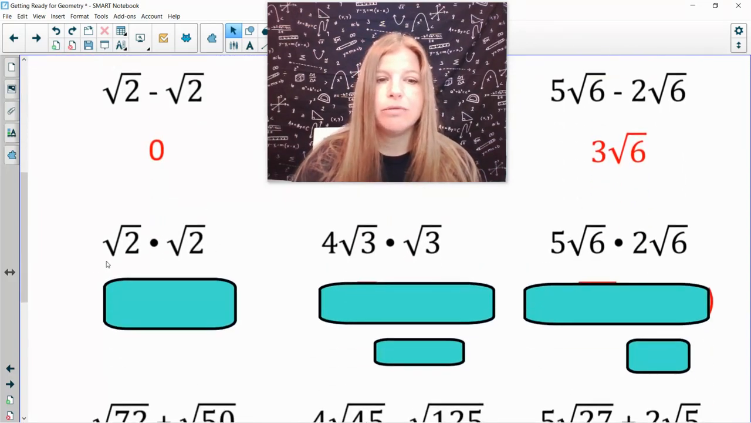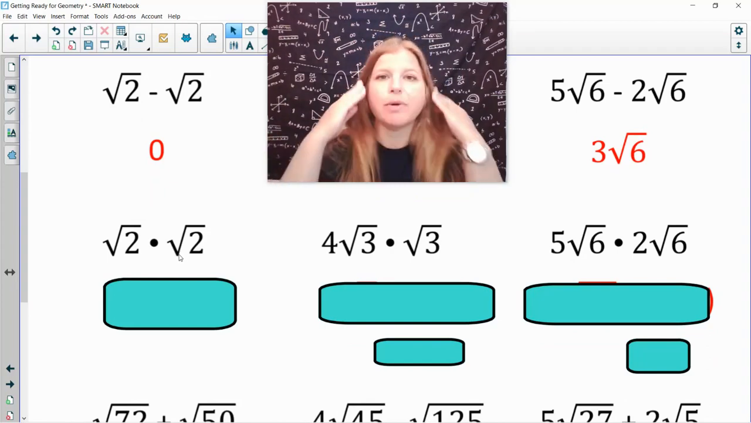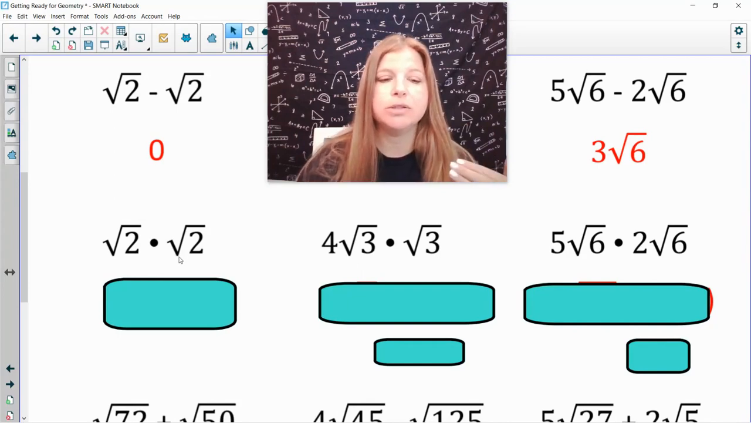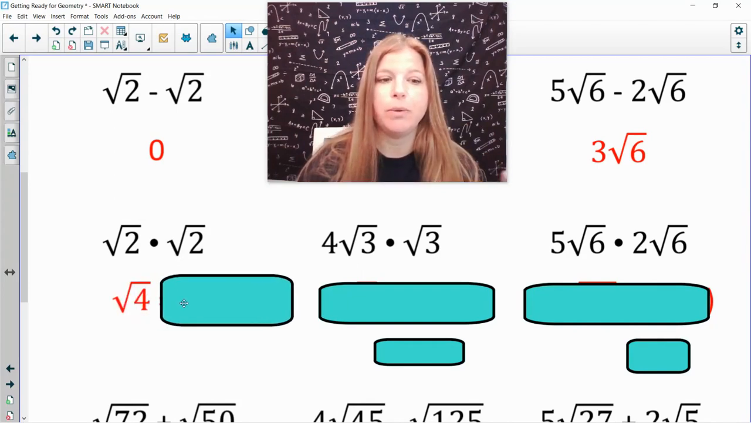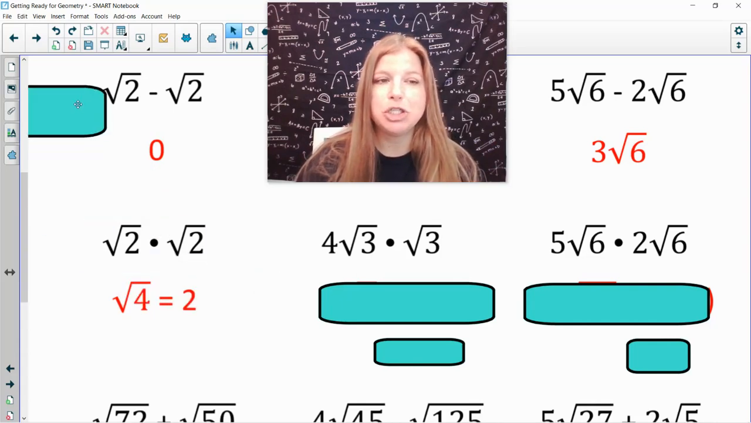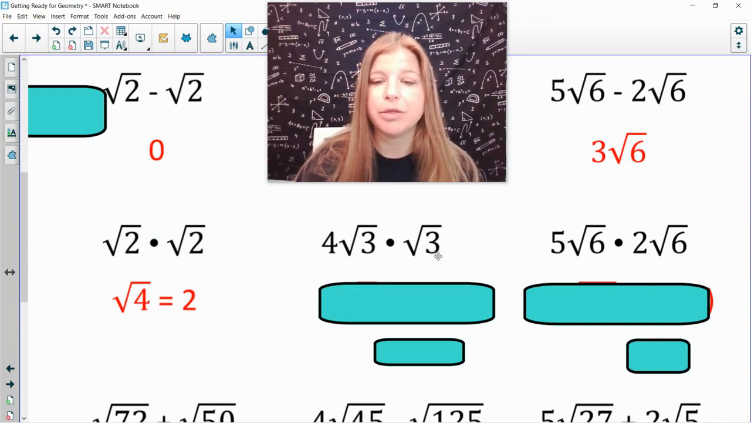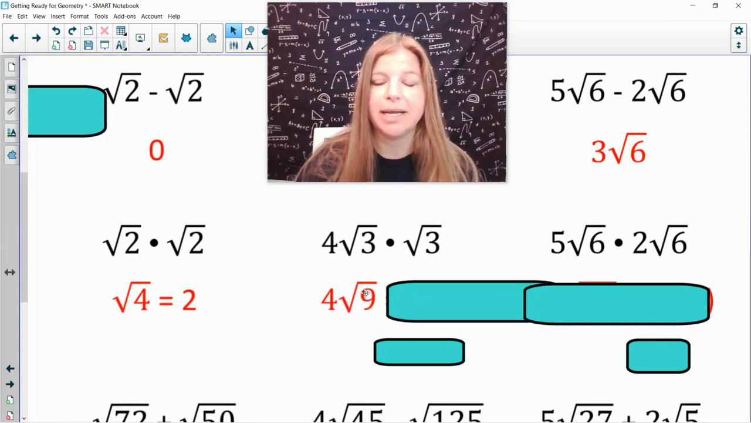Next set, radical 2 times radical 2. Now, when we multiply with radicals, we can put the radicands together and multiply them together. Radical 2 times radical 2 is radical 4. Radical 4 is just 2. Easy. 4 radical 3 times radical 3 would be 4 radical 9, because 3 times 3 is 9. Now we know radical 9 is just 3.